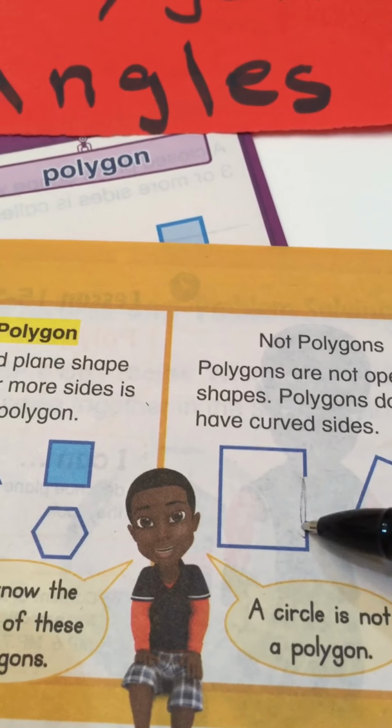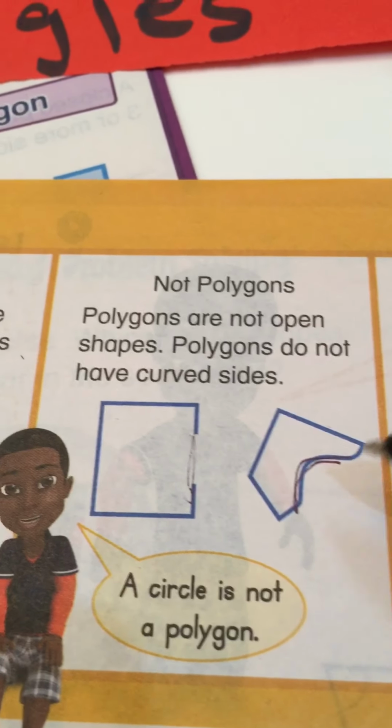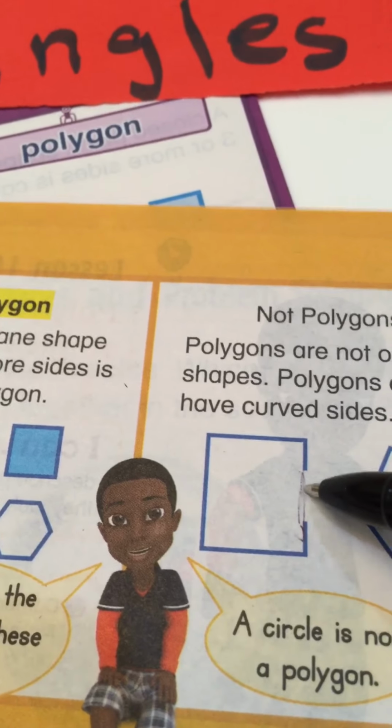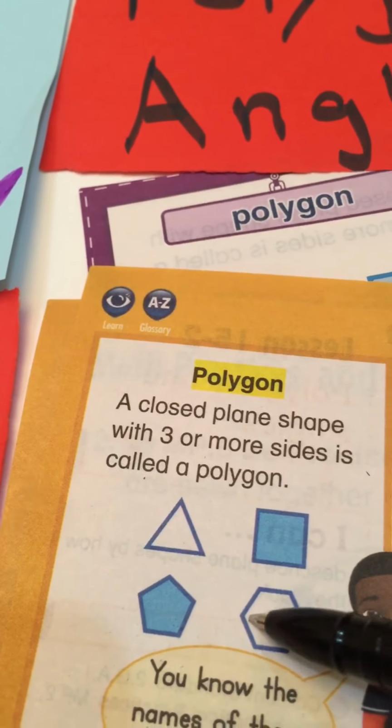It's not open, and they have straight sides. They don't have this curved side. Okay, so this is curved, then this is not a polygon. This is open, that means this is not a polygon. So these are polygons. It's closed, with straight sides.